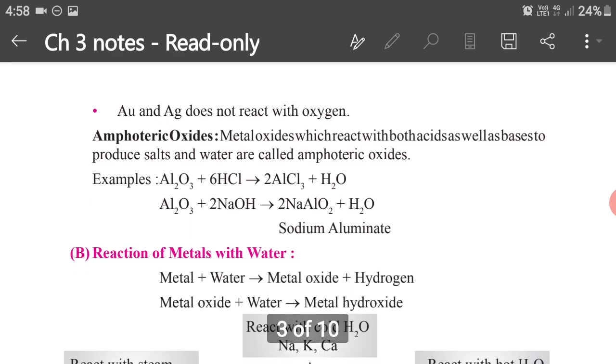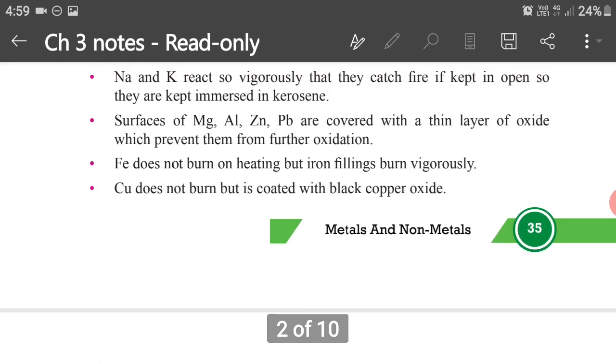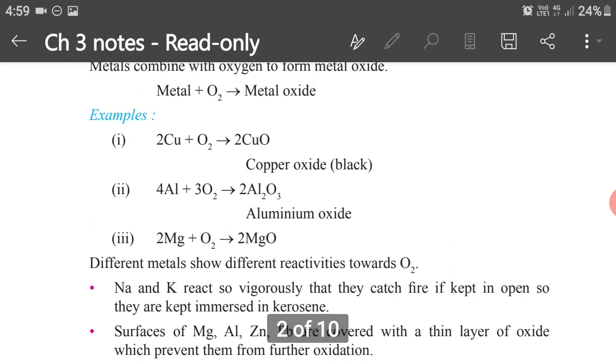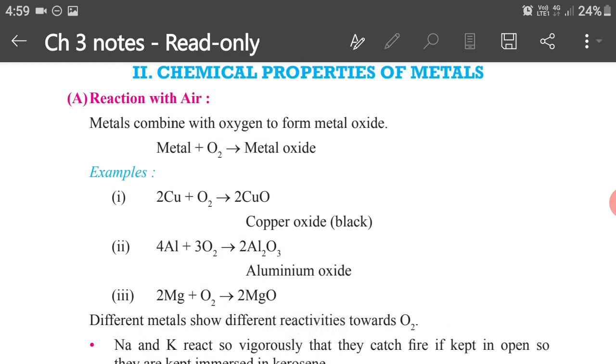Gold and silver are the least reactive metals because they do not react with oxygen at all. If you heat them over the flame, they will not form any layer over there. That's why gold, copper, silver are considered as least reactive metals. Sodium and potassium are considered as highly reactive metals. So on the basis of this reaction with oxygen, we can arrange these metals in the order of reactivity series.